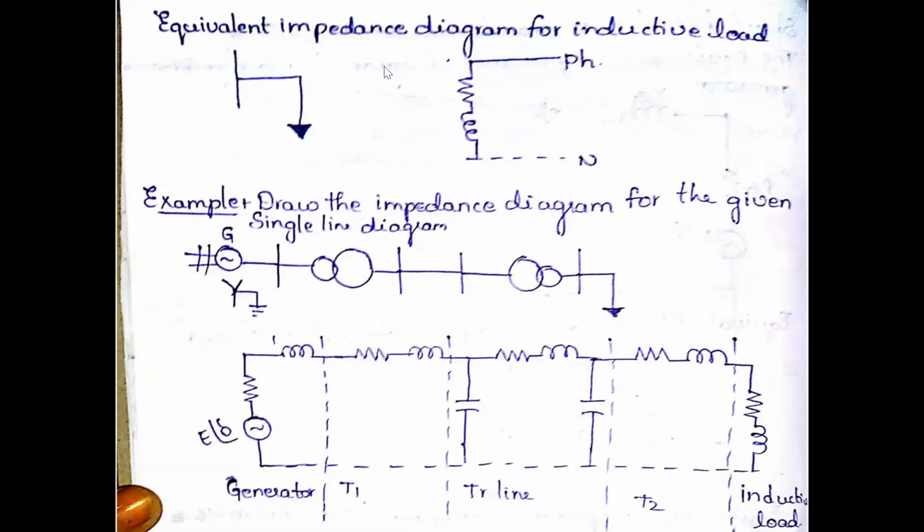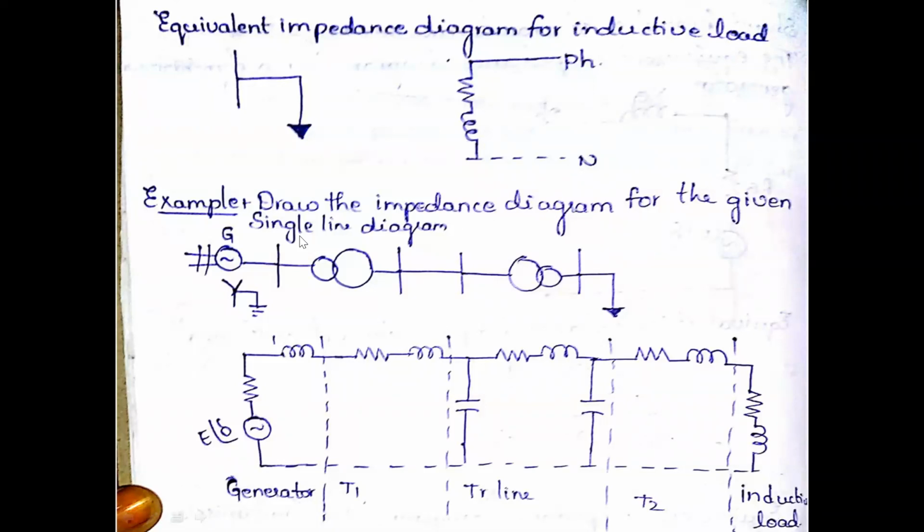The next one is the inductive load. For a simple inductive load, we are going to place an inductor in combination with a resistance, because an inductor internally has resistance. Previously we have seen the motor load. If it is an inductor load, we simply represent it by an impedance.